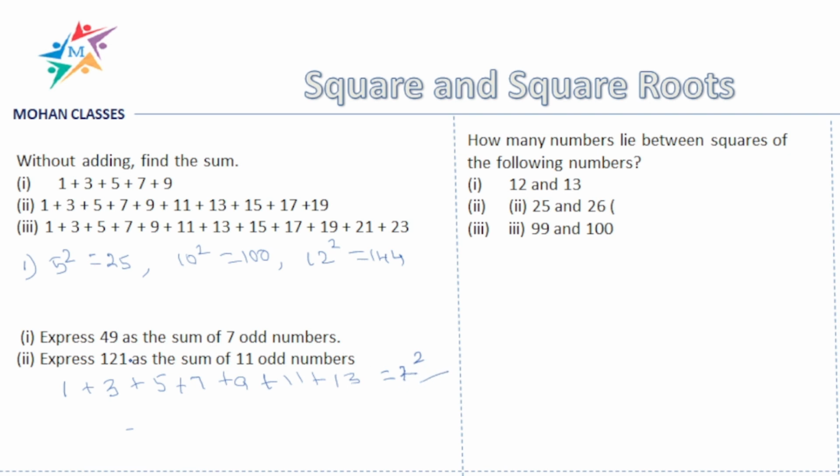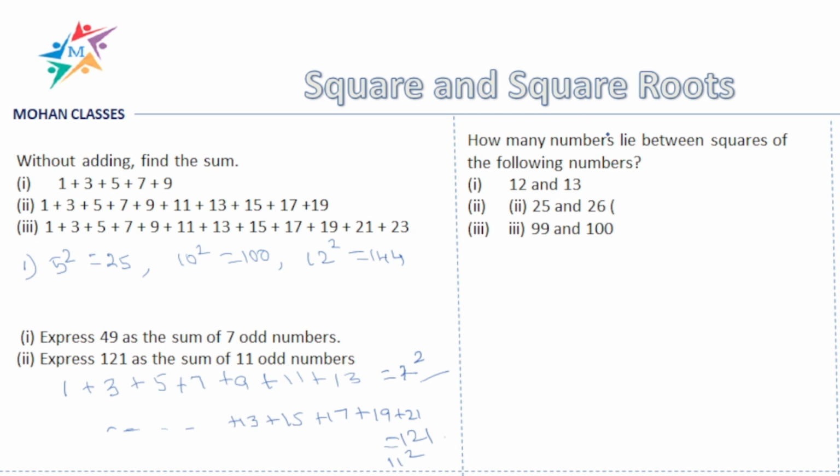Similarly, for 121, 11 odd numbers. So here 7, 8, 9, 10, 11. If you add this, you will get 121. That is 11 square.